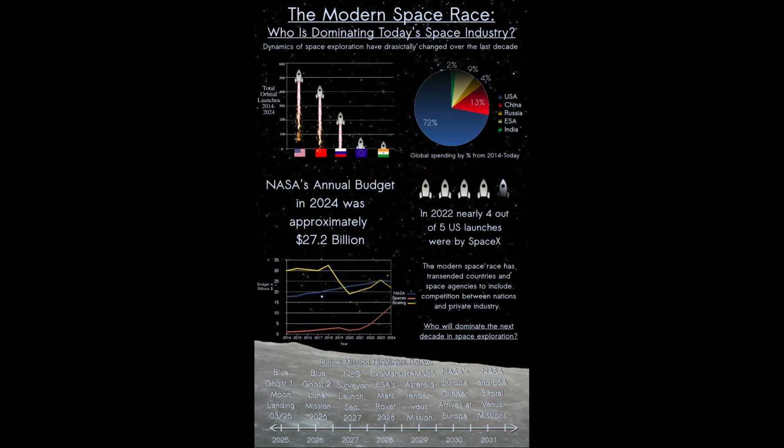For spending, I used a pie chart to show each country's budget over the last 10 years with easy-to-read percentages. I also used a line graph comparing NASA's budget with the private sector here in the United States. This clearly shows how Boeing and SpaceX have either surpassed or are overtaking NASA in their budget.